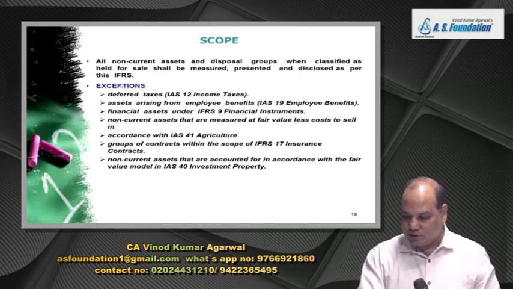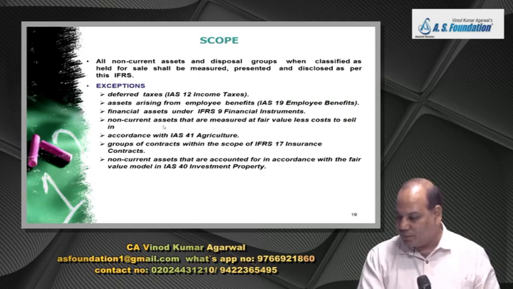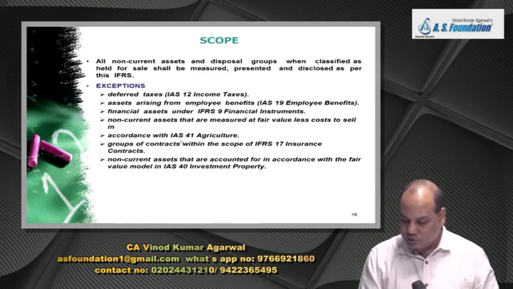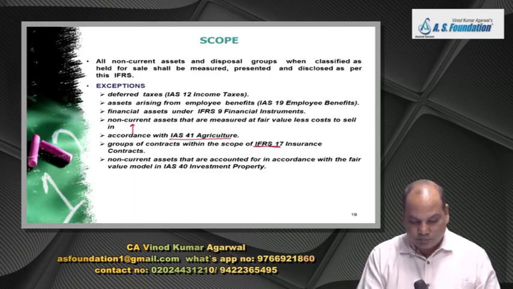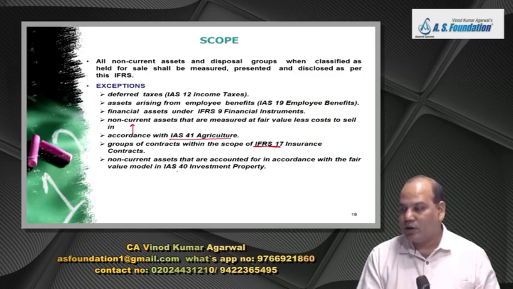What are these 6 or 7 exceptions? Deferred taxes, IAS 12 income tax; assets arising from employee benefits, IAS 19 employee benefits; financial assets under IFRS 9, financial instruments; non-current assets that are measured at fair value less cost to sell in accordance with IAS 41, IAS 41 agriculture; group of contracts within the scope of IFRS 17, that is insurance contracts; and non-current assets that are accounted for in accordance with the fair value model in IAS 40, that is investment property. Okay.